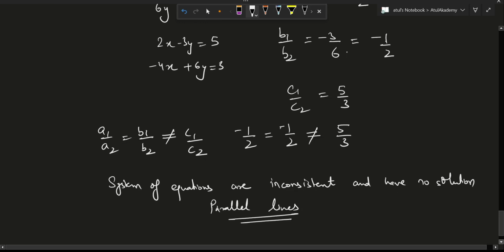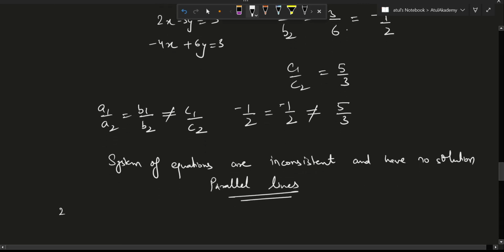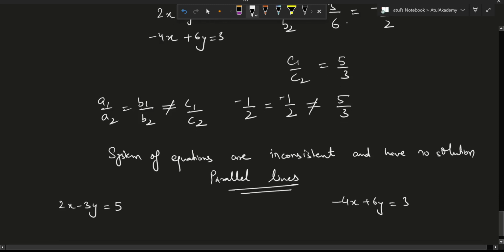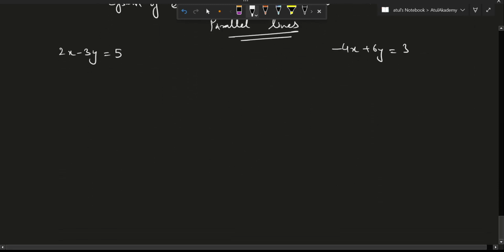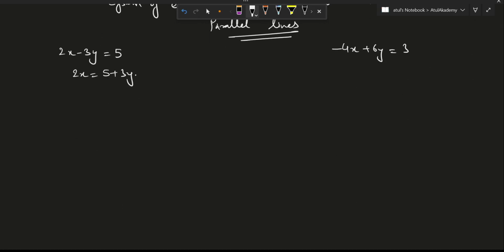Now let's draw the plot for these: 2x minus 3y is 5, and the other is minus 4x plus 6y is 3. Let's see if we'll get whole numbers in these or not. Okay, let's start from here. What is 2x? 2x is 5 plus 3y. Now let's start finding the values first, x and y.